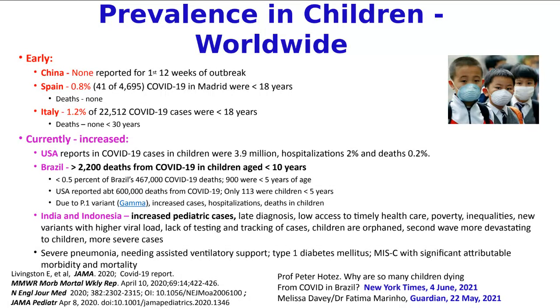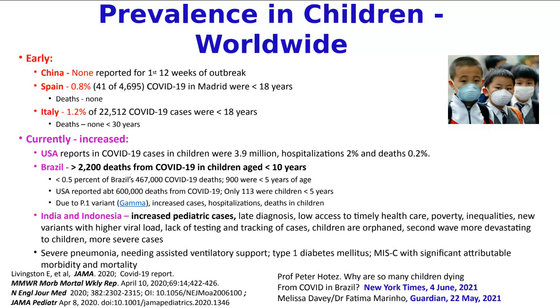These children had late diagnosis, low access to timely health care. They were poor. They came from homes where there were inequities. The new variants had a higher viral load, as I said before. With the gamma strain, it is said that the load in the nasopharynx is very, very high, over 1,000-fold compared to the other previous variants. There's also lack of testing and tracking of cases in children. Several of these children are orphaned, and therefore these secondary and tertiary waves are more devastating to children, with more severe cases.